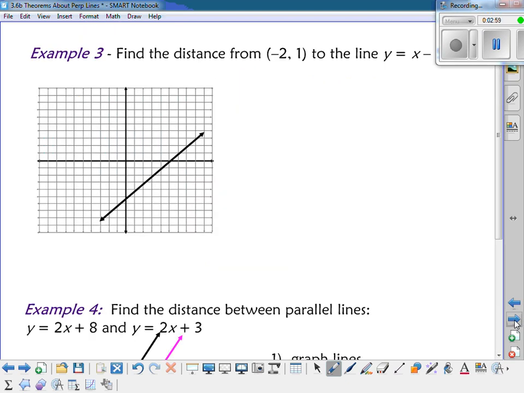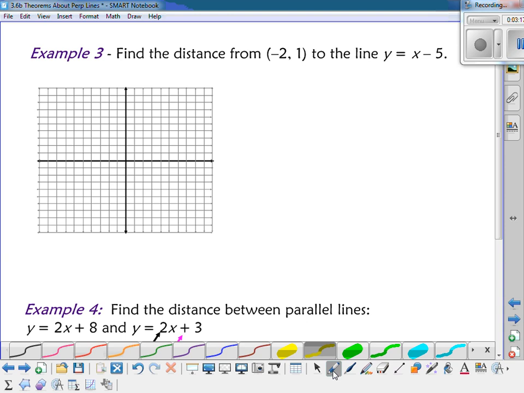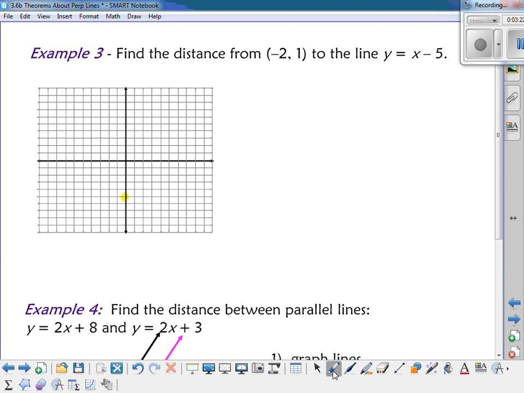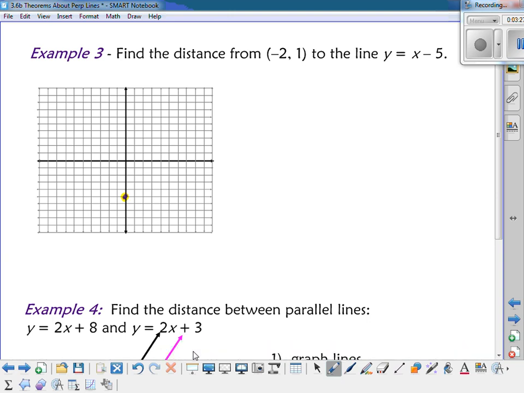Okay, here's another example. We're going to find the distance from negative 2, 1 to the line y equals x minus 5. And that line wasn't supposed to be there already, so pretend it wasn't. So first of all, we do have to graph the line. And so I'm going to start at negative 5 on the y-axis. And then I'm going to go up 1 over 1 to draw the line. So there's my line, y equals x minus 5.